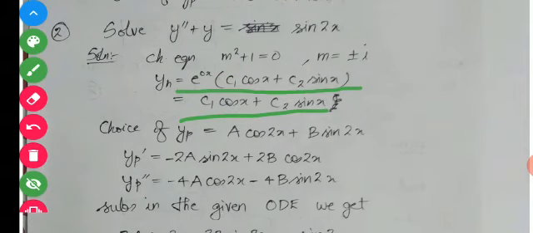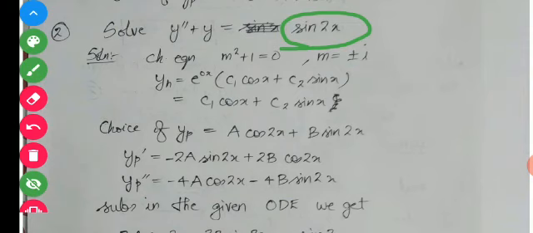So since your right hand side is sine 2x, the choice of yp should be a cos 2x plus b sin 2x. Okay. Now, even if suppose your right hand side was cos 2x, then also the choice of yp will be a cos 2x plus b sin 2x. I hope that is clear. Even if it is sine or cos, the choice of yp is the same. It is a cos omega x plus b sin omega x.